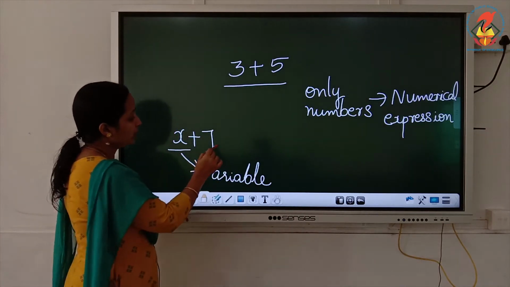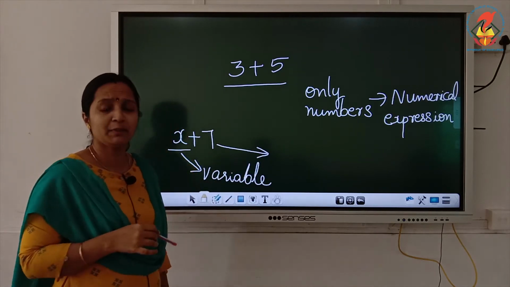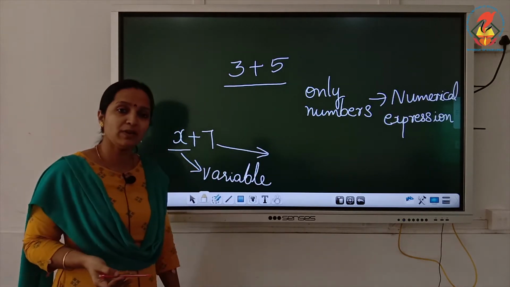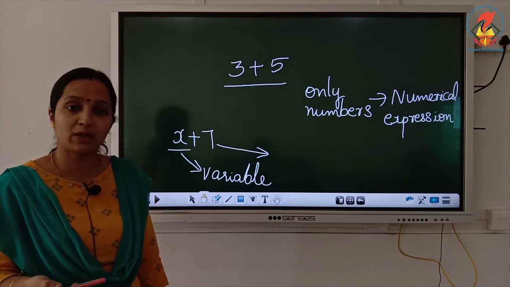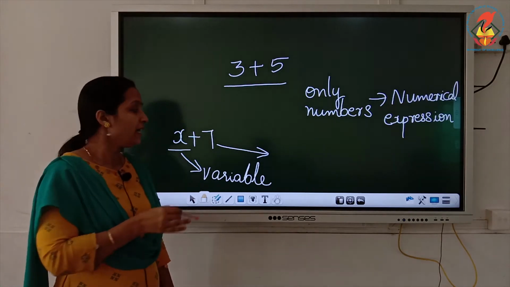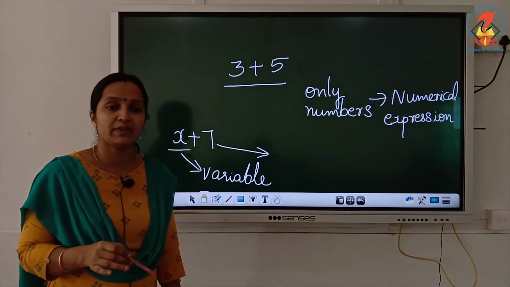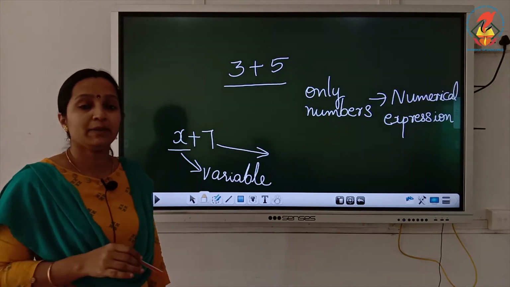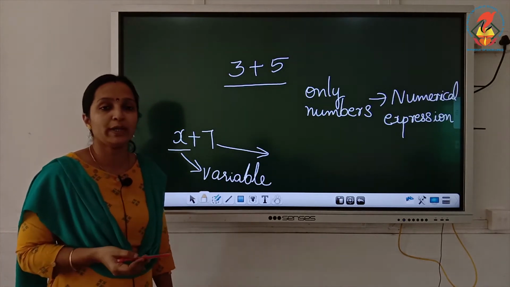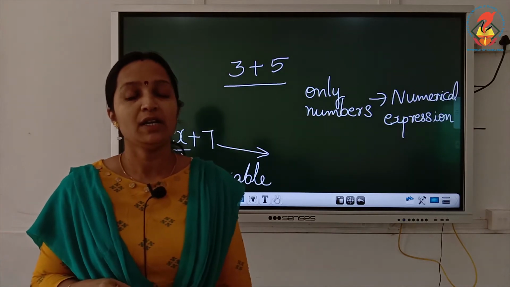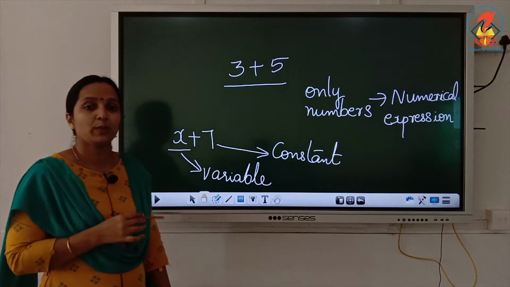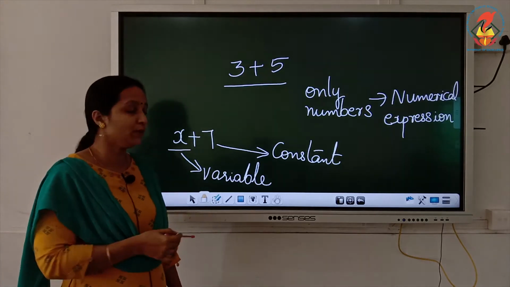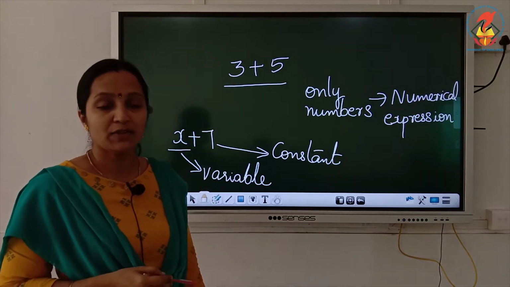Okay. And what about the number 7? The value of 7 is always 7 itself. It will never be equal to 8 or 8.1. That means it has a fixed value, or we can say the value remains the same. So we can call this a constant. Constant means it has a fixed value. Variable means it does not have a fixed value.